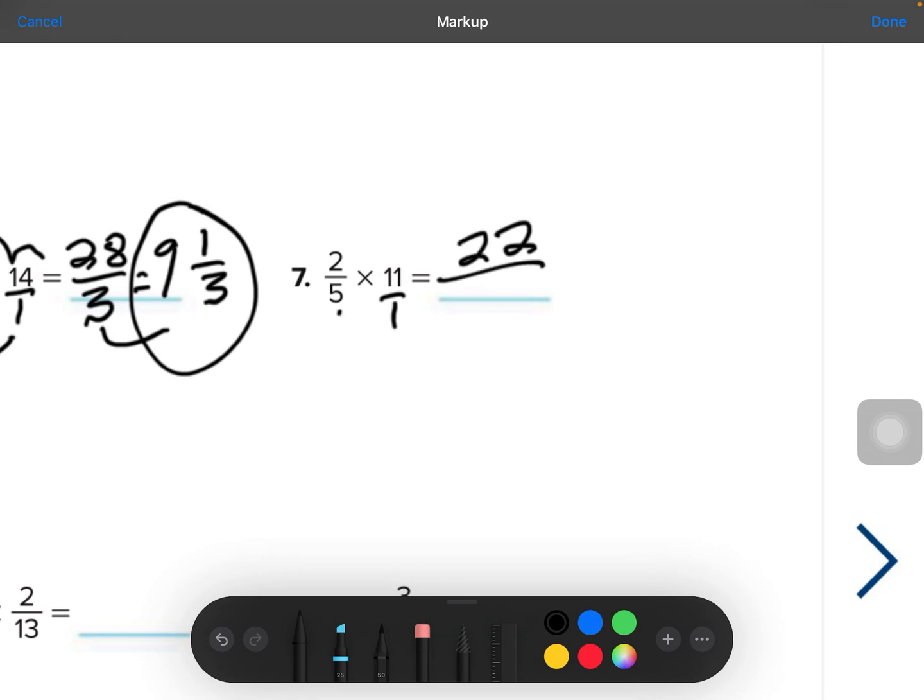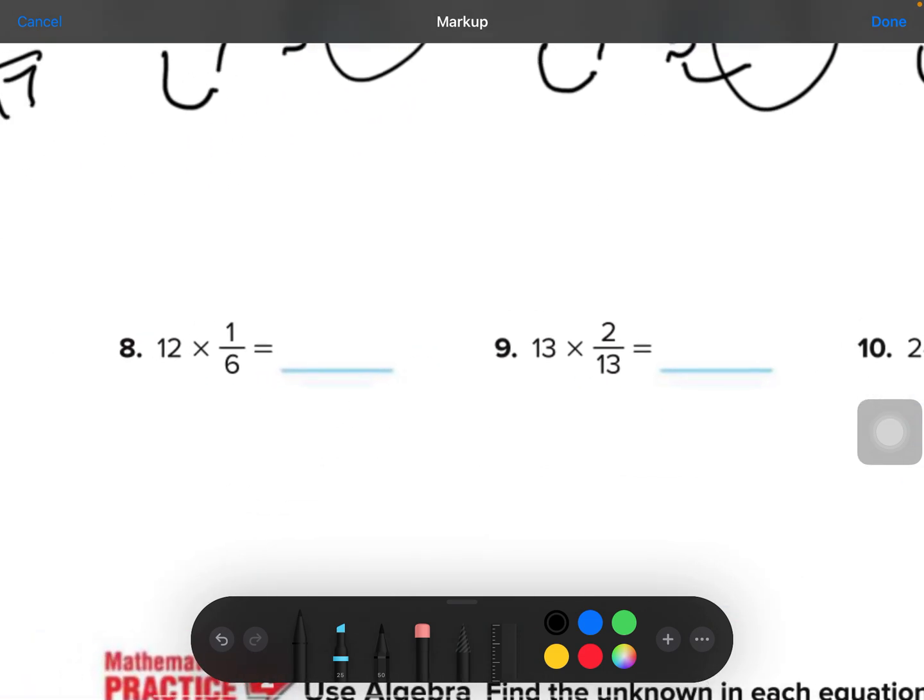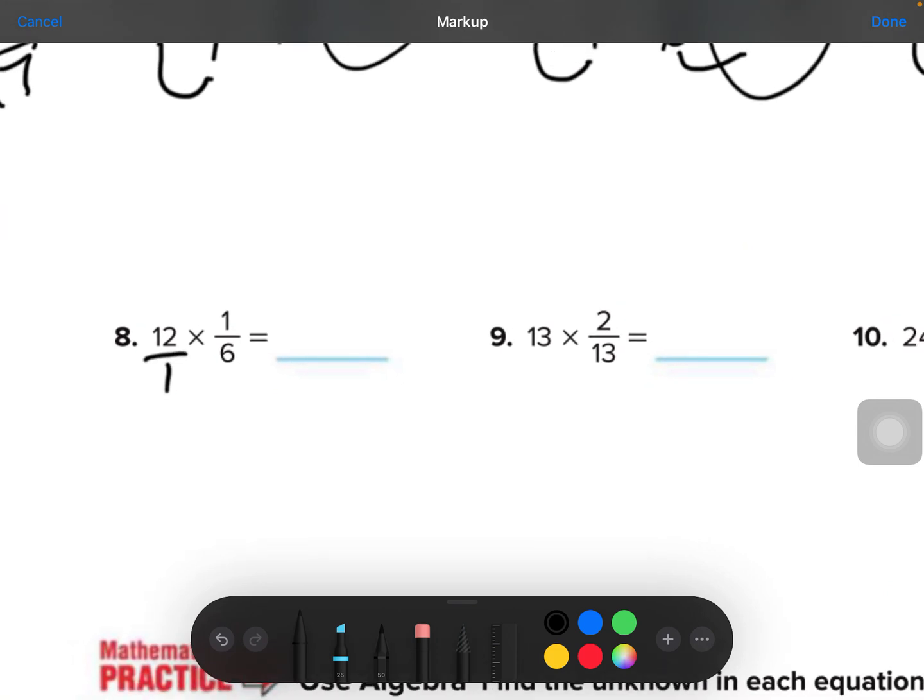Number 7. 2 times 11 is 22. 1 times 5 is 5. 5 will go into that at least 4 times because it'll be 20. And then 22 minus 20, there'll be 2 left over, and bring over the denominator as 5 is my answer.